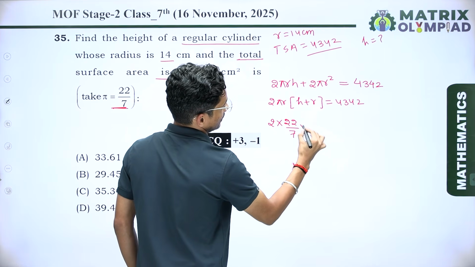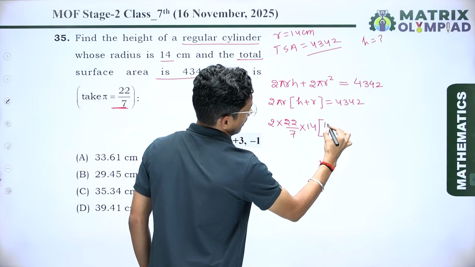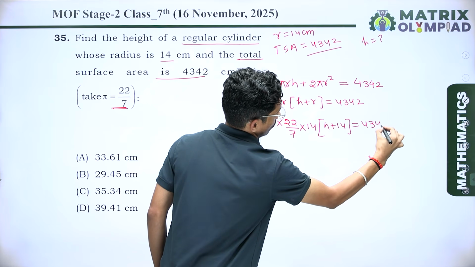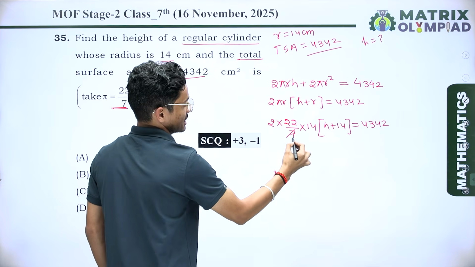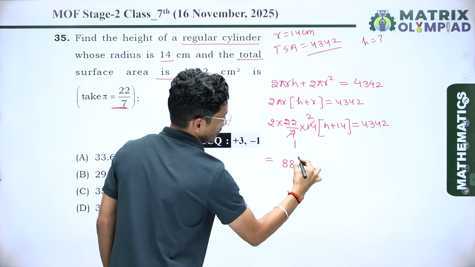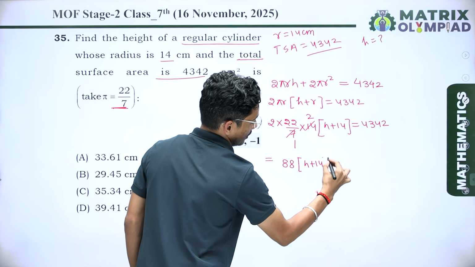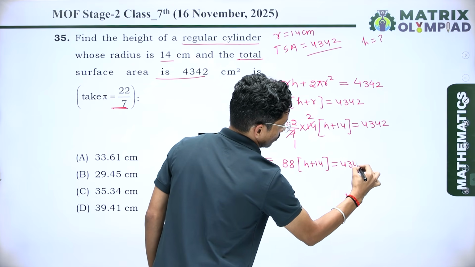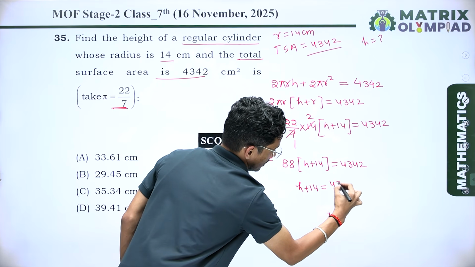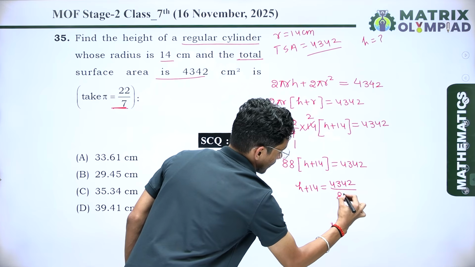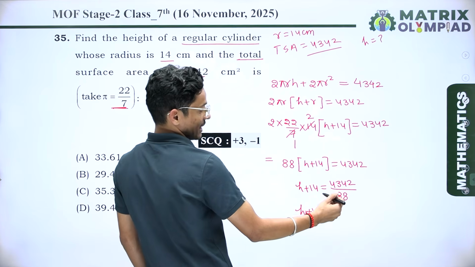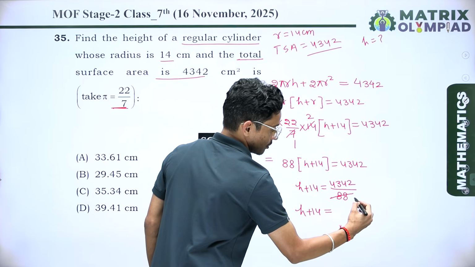And the radius here we have given, that is 14. And here h plus 14 is equal to 4342. So 7 1 is 7, 7 2 is 14. So here I can write 88 bracket h plus 14 is equal to 4342. So h plus 14 is equal to 4342 divided by 88. So h plus 14, here we get, so when I simplify it, I can write 44.